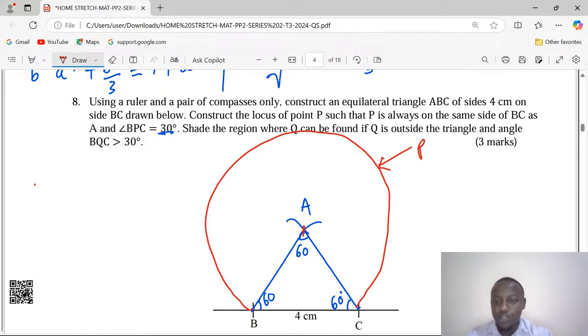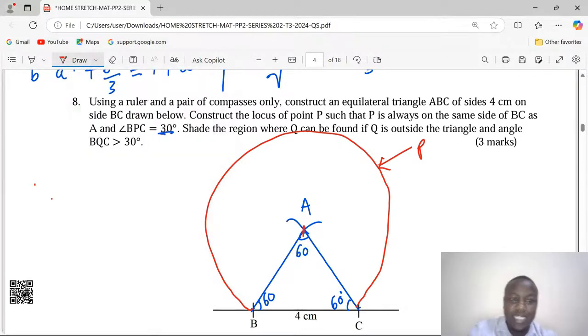Then the other instruction is to shade the region where Q can be found, if Q is outside the triangle and the angle BQC is greater than 30. You know, beyond the circle of P, the angle projected by BC can only be smaller. This is what I mean.